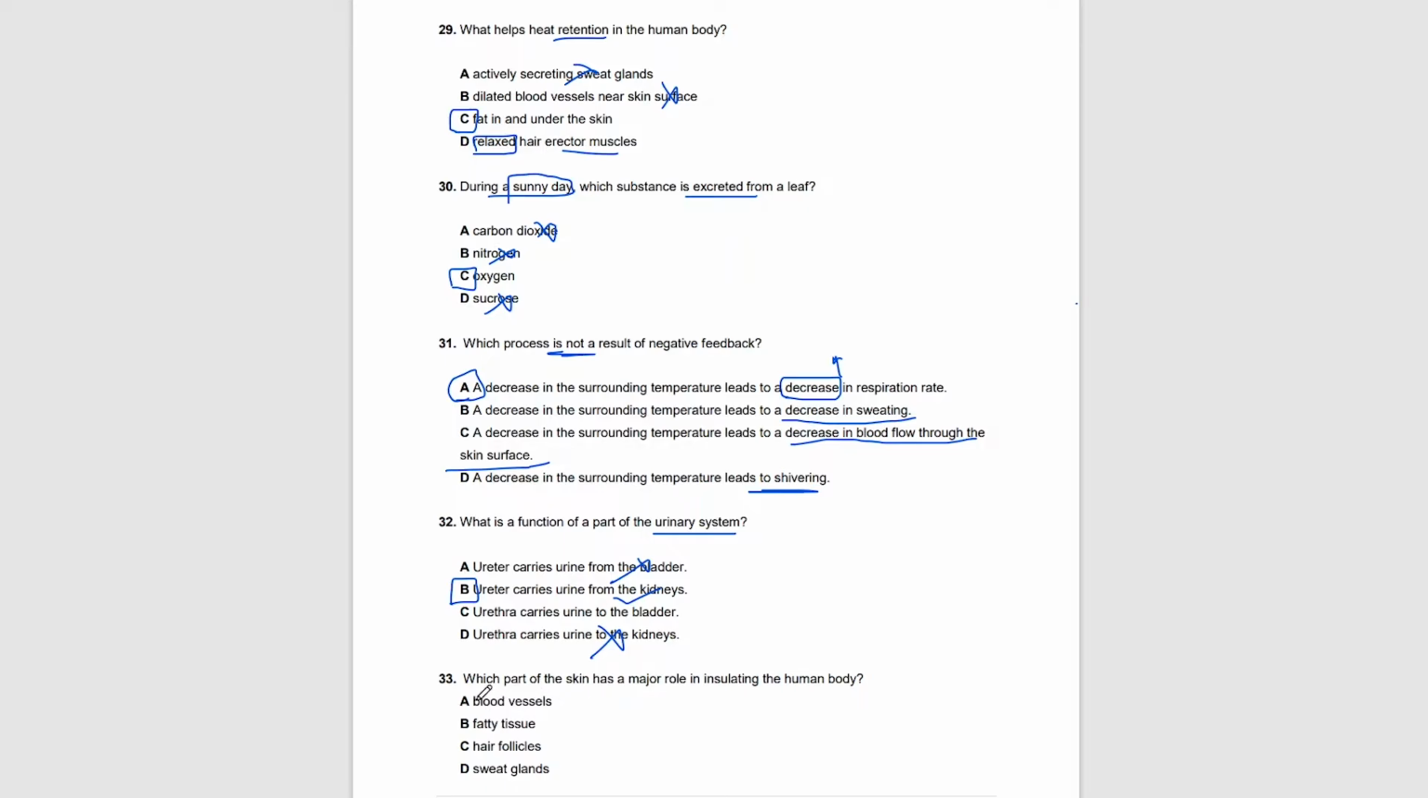It does get dilated, but it does not insulate the body. Fatty tissue acts as an insulator, it traps the heat. Hair follicles act as an insulator when they are erected. Sweat glands do not act as an insulator. They produce sweat when the body's temperature rises. So, fatty tissue has a major role as an insulator.